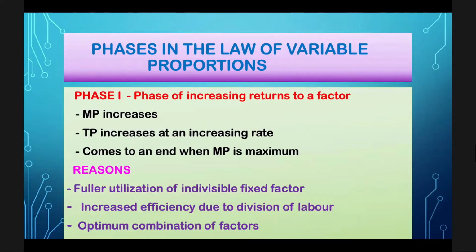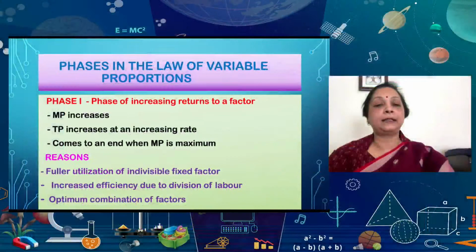Now, why is it that MP increases in this? If 1 unit of labor is giving you 5 units of output, 2 units of labor should give you 10 units. That's what mathematics tells you. But why is it that here MP is increasing? Second unit is giving you 7, third unit of labor gives you 9 units of output. Why is it that MP increases? Why is it that TP is increasing at an increasing rate?